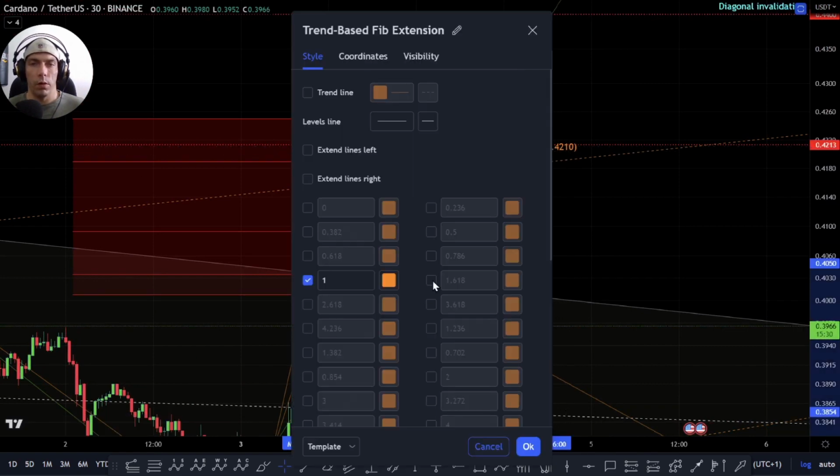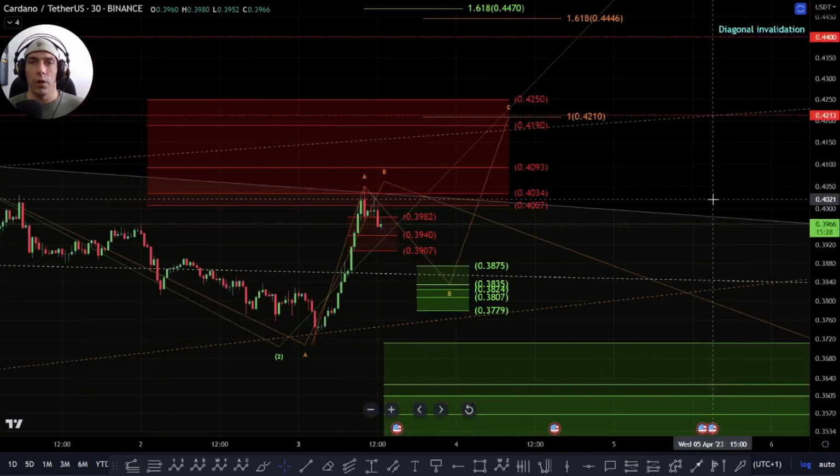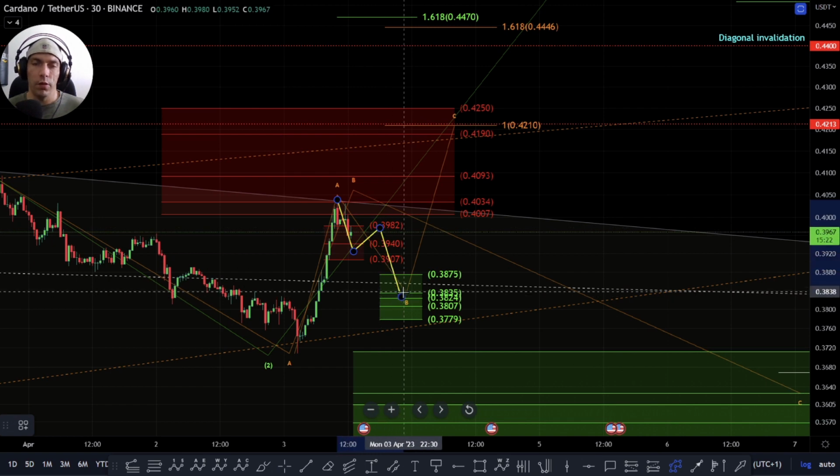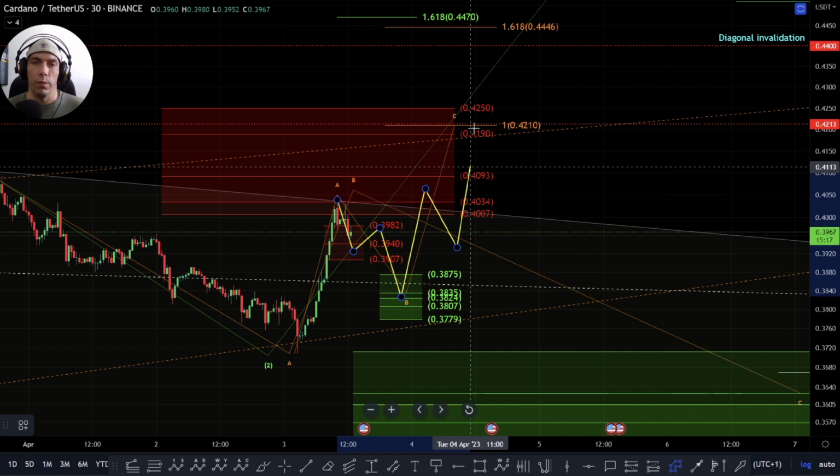I just want to see if I've got it on. Yeah, I don't. So if we do get this move play out to the downside and we see a 3-wave structure, A, B, and C potentially into this area, what we could then see is a bigger 5-wave move playing out.